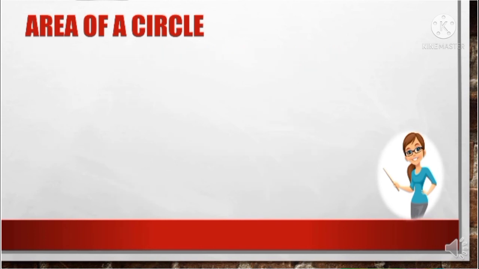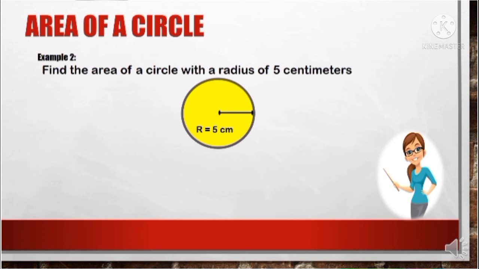For our next example, find the area of a circle with a radius of 5 centimeters. In solving this, we have the formula A equals pi r squared. So, 3.14 times 5 centimeters squared. You have to multiply first 5 centimeters by itself. We have 25 centimeters squared. Then, 3.14 times 25 centimeters squared, we have 78.5 centimeters squared.